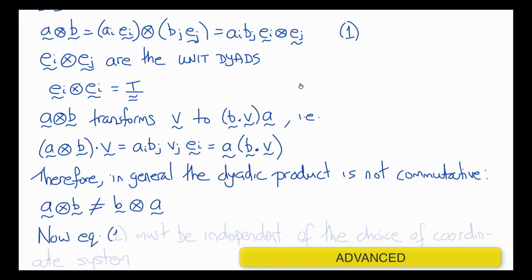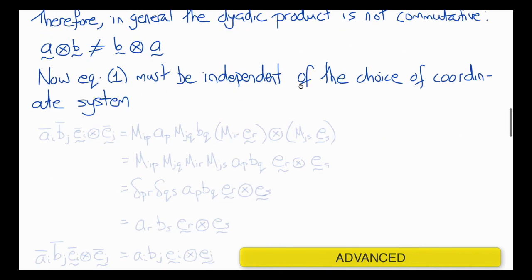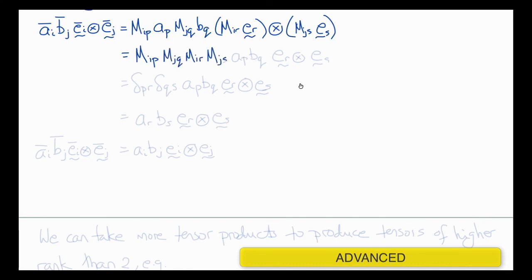Now, equation 1 above must be independent of the choice of coordinate system. So just like we did for vectors, we should be able to write the components of the tensor in a new frame of reference and convert from one frame to the other using the rotation that takes us from one frame to the next. So for example, let's rewrite A dyadic B in components of a new frame of reference, e_i bar. Therefore, a_i bar b_j bar e_i bar dyadic e_j bar is m_ip a_p m_jq b_q, converting the components, and now converting the base vectors, m_ir e_r dyadic m_js e_s. Now collecting all the m's, we get m_ip m_jq m_ir m_js a_p b_q e_r dyadic e_s.